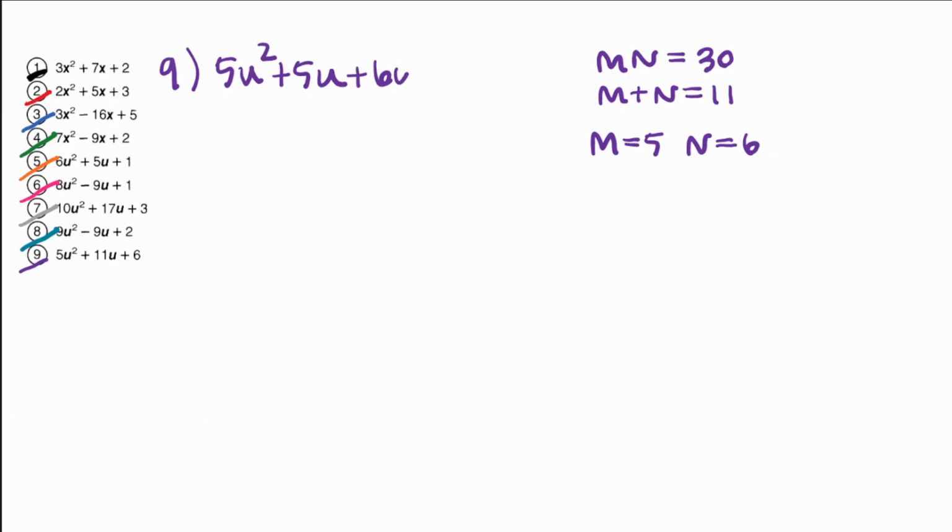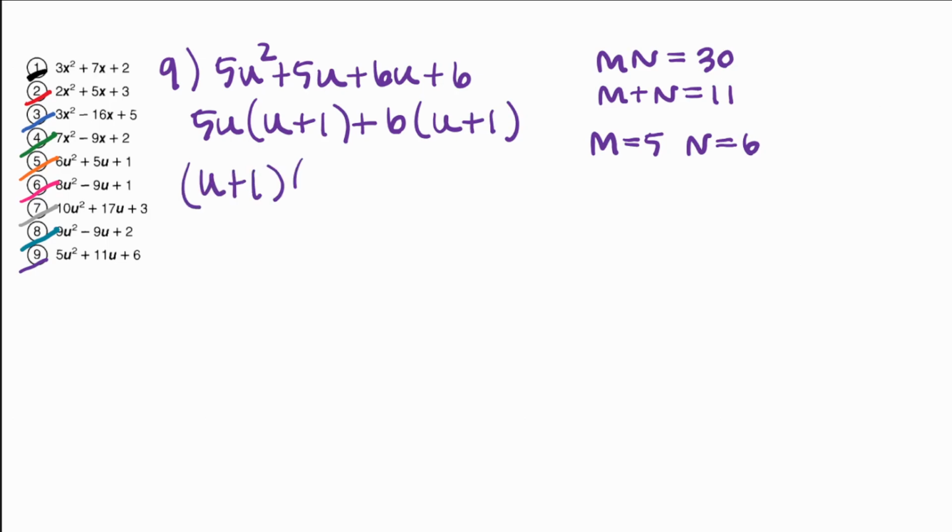5u squared plus 5u plus 6u plus 6. Right, and what's common to 5u squared and 5u? Well, just 5 and 1 power of u. You'd be left with a u plus 1. And then with 6u plus 6, I can factor out a 6 and be left with a u plus 1. Then I factor out that u plus 1, and I'm left with 5u plus 6. And that's as far as I can go.